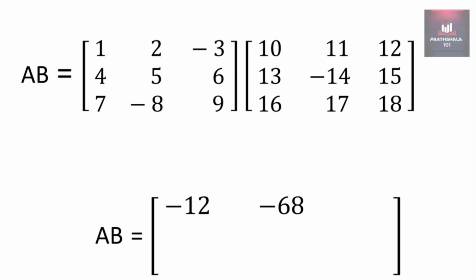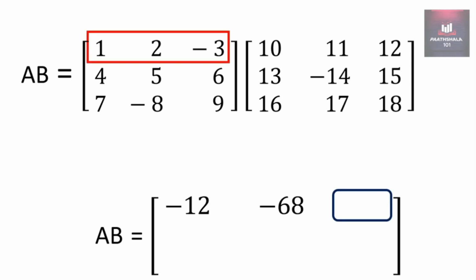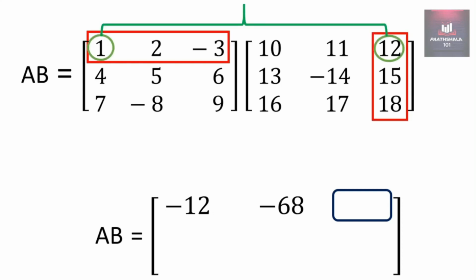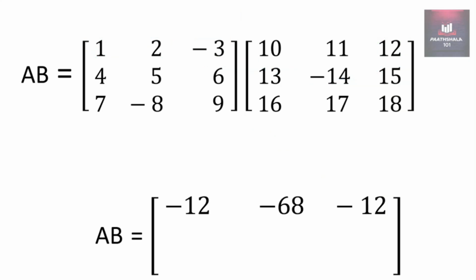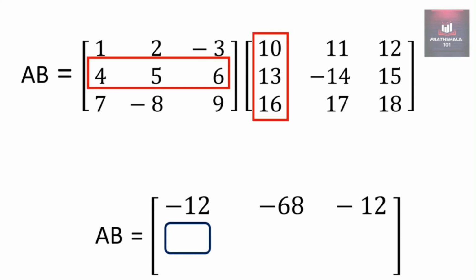Now for the first row, third column of AB, we will select the first row of A and the third column of B. So it will be 1 into 12 plus 2 into 15 plus minus 3 into 18, which comes to minus 12. Now for the second row, first column element of AB, we will select the second row of A and the first column of B. So it will be 4 into 10 plus 5 into 13 plus 6 into 16, which adds up to 201.